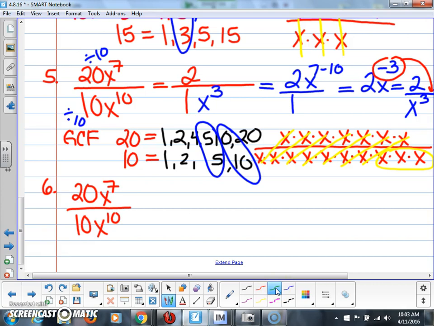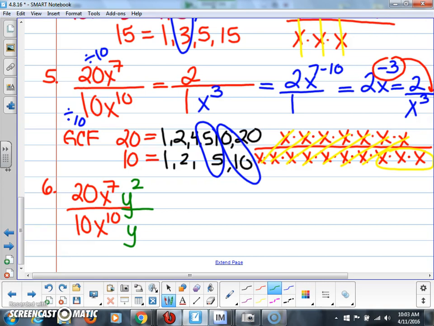Okay, your next problem is 20x to the power of 7 divided by 10x to the power of 10. And you're thinking in your head, we already did that one, right? So I'm going to add another letter. y to the power of 2 over y. Does that change anything? No. Not really, other than now I have to do the green part. What is y to the power of 2 divided by y?